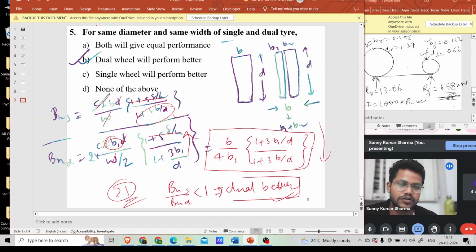For different diameters also, you can conclude this. If you take D1 here and D2 here, then what will be the condition under which dual will perform better? That you can derive from this procedure. What conditions should we take so that dual will perform better? Is it clear?